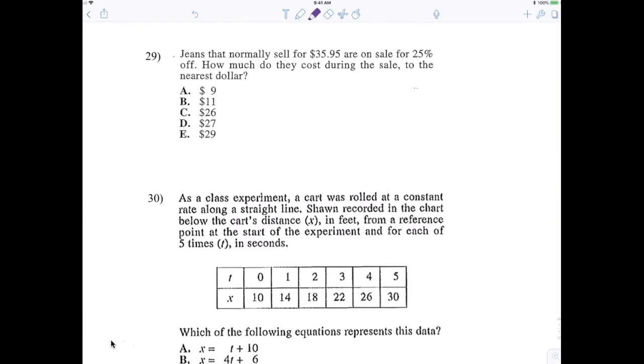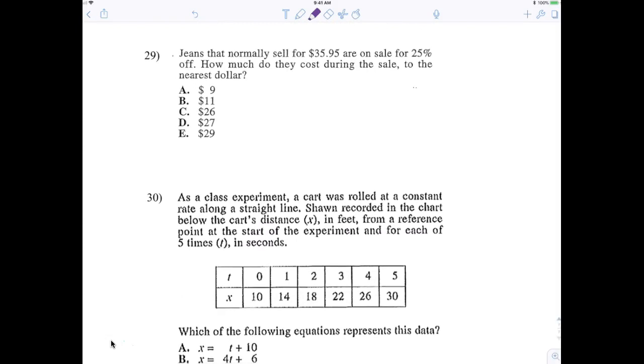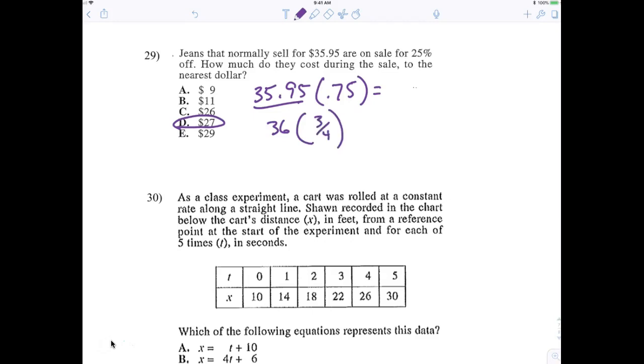And now 29. In this case, you're just taking your calculator and doing 35.95 times 0.75, which should be close to 27. How did I know that was 27? Because I just rounded that to $36, and I did that times 3/4. 36 divided by 4 is 9. 9 times 3 is 27.